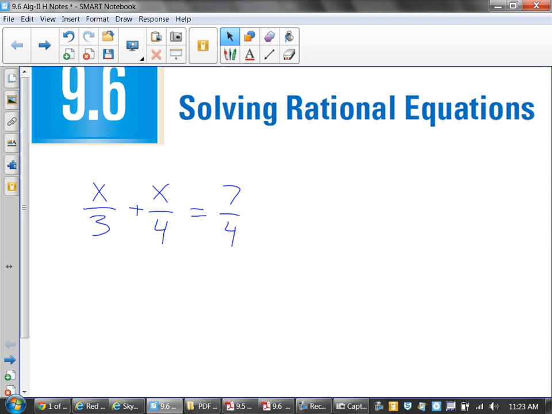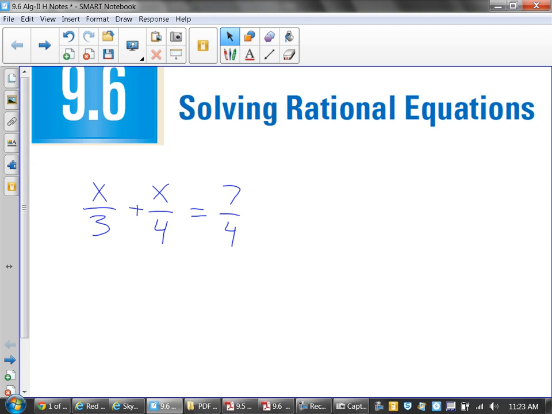Back to the days when you first learned how to work with fractions and had to solve equations that had fractions in them, there was a shortcut to get rid of them. If I wanted to get rid of a fraction within a problem, for example in this one, I have x over 3 plus x over 4 is 7 over 4.